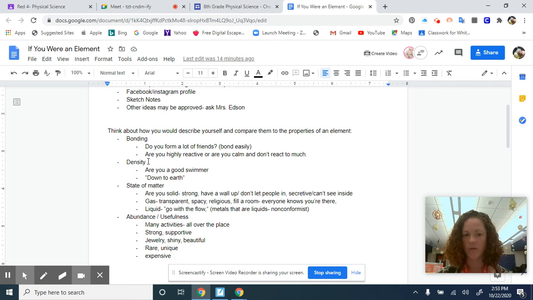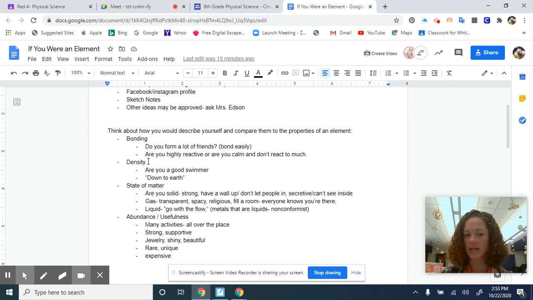Gases are transparent. You can see through them. We don't see them at all. So maybe you have one of those personalities where as soon as you meet somebody, they already know everything about you. Maybe you are kind of lost in thought sometimes, where you have a lot of things on your mind, or you're always thinking about something else. So you could say that you're gassy, you're a gas because of that. You can relate gases to religion, or you can even say that if you fill a room, we all know that you're there, you're all over the place, gases fill a room.